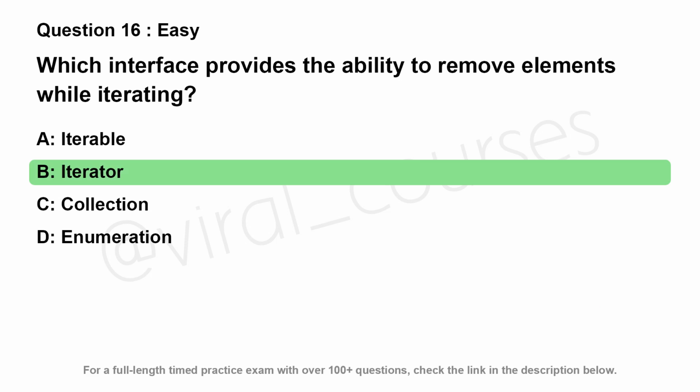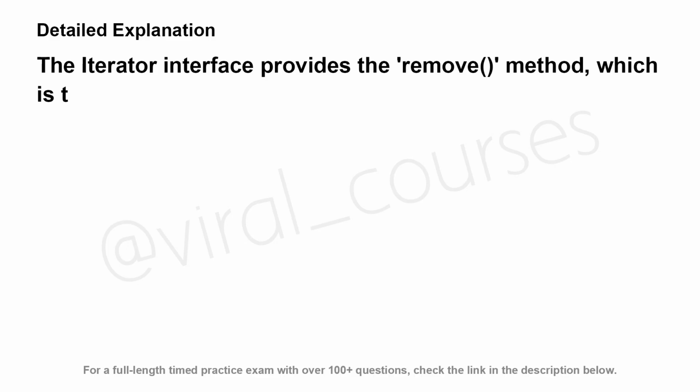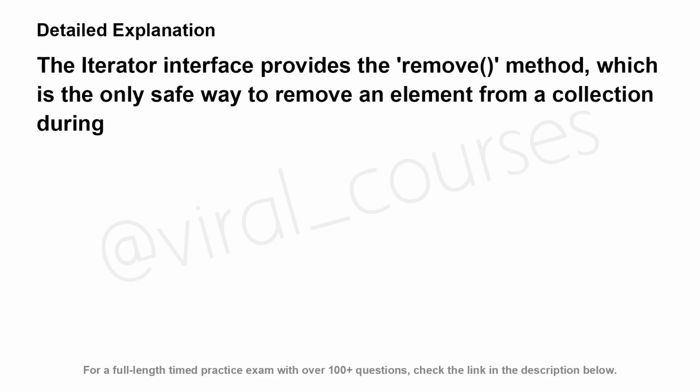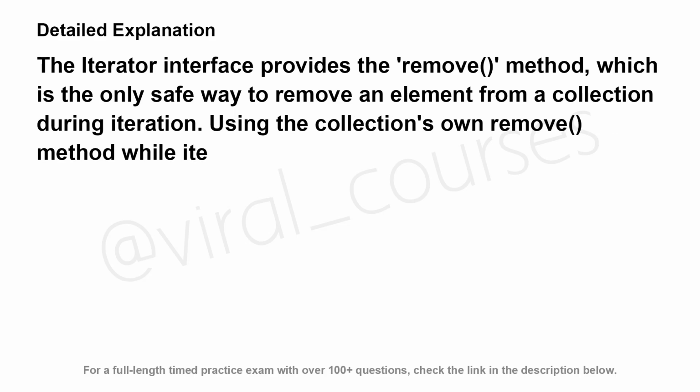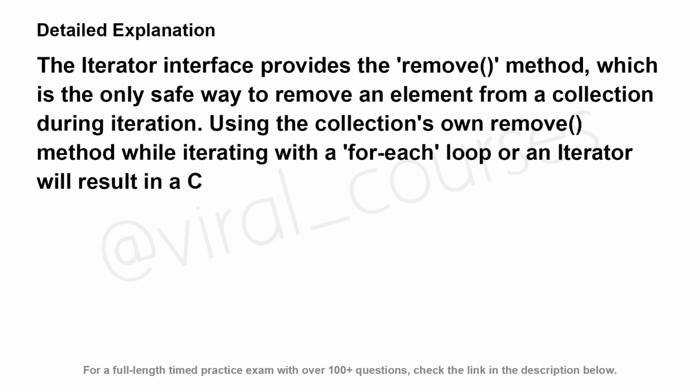The correct answer is B. The Iterator interface provides the remove method, which is the only safe way to remove an element from a collection during iteration. Using the collection's own remove method while iterating with a for-each loop or an iterator will result in a ConcurrentModificationException.